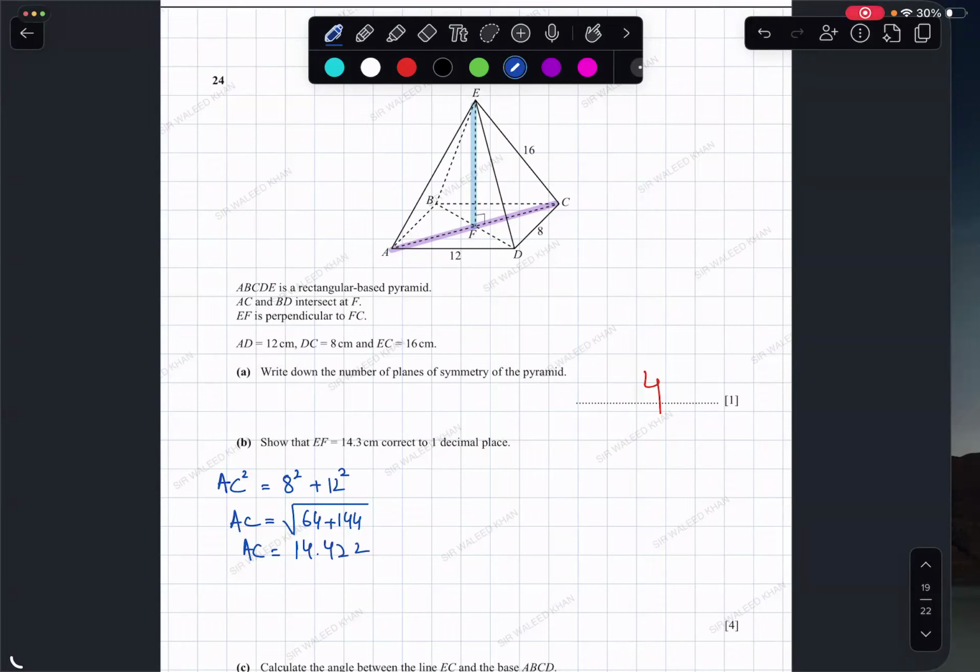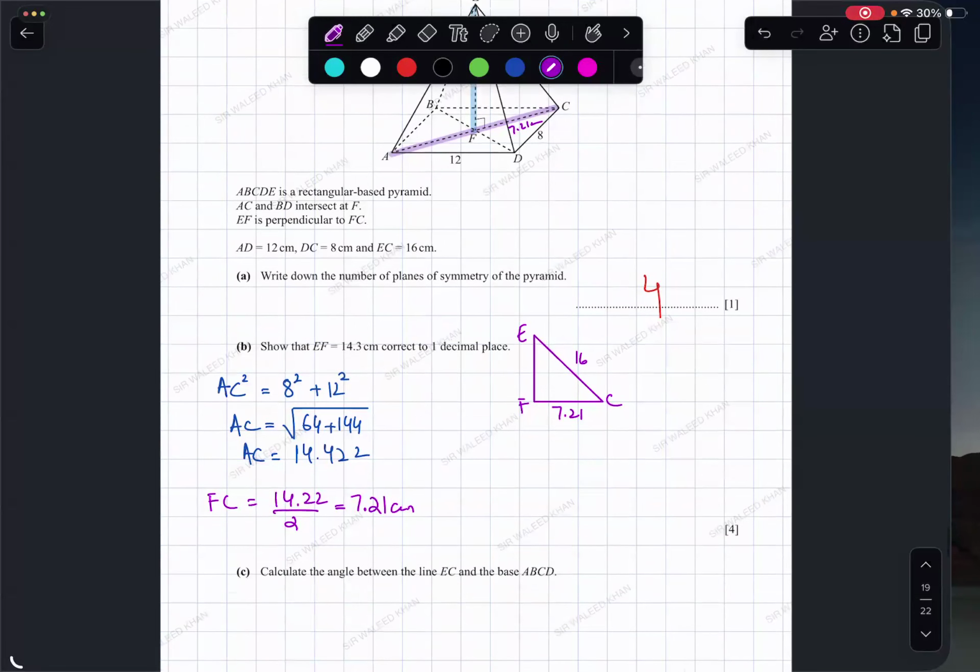Now, if I divide it by 2, I can figure out the length of FC. Okay, so FC is going to be, divide this length by 2. So divide by 2, we have 7.21. Now that we have for this triangle, we have the base as 7.21. We need to find the height, and we have this as 16. So I can use again Pythagoras theorem.